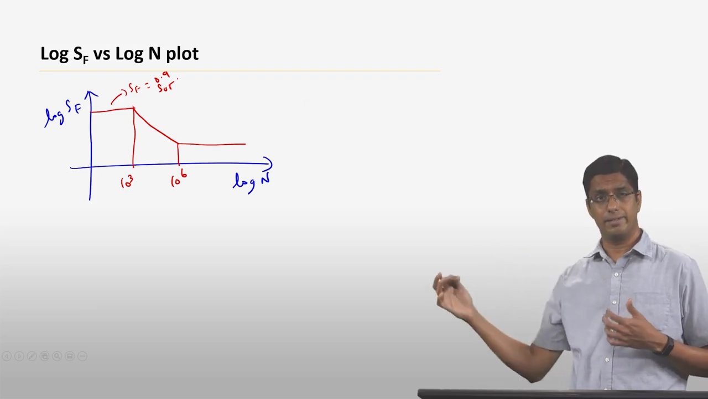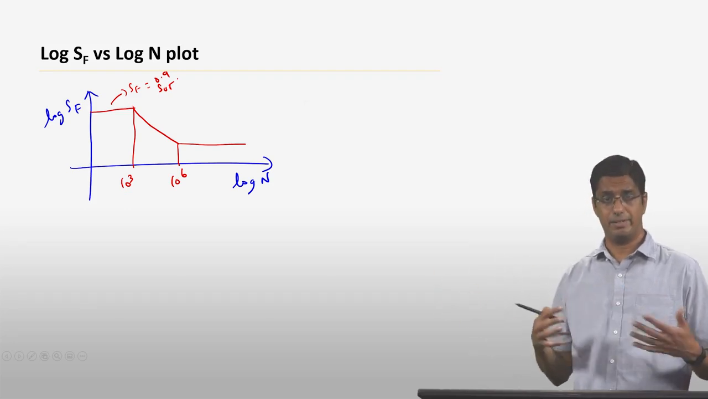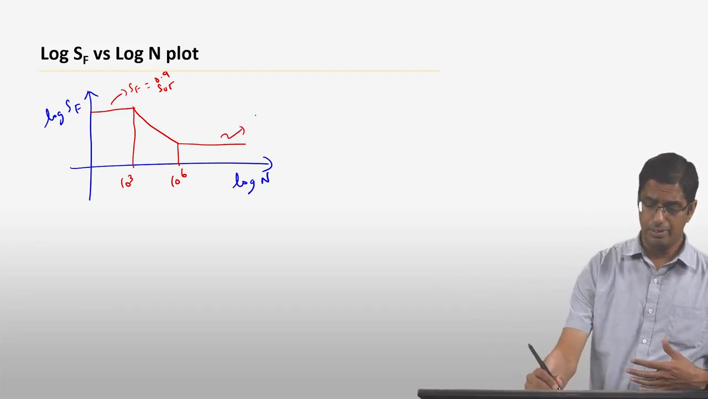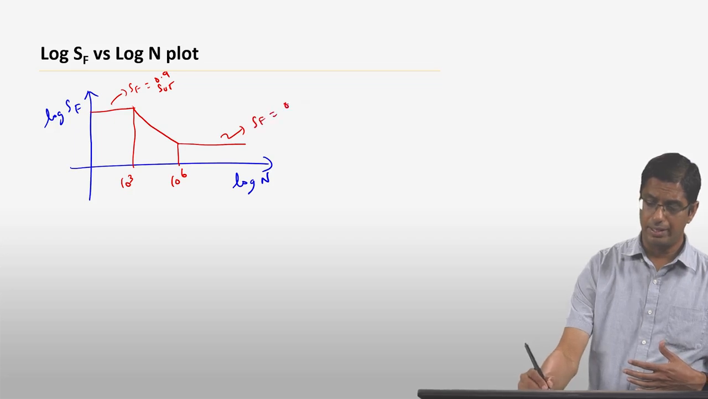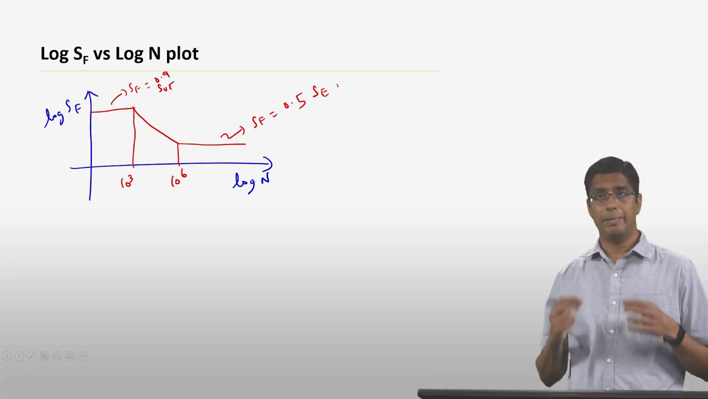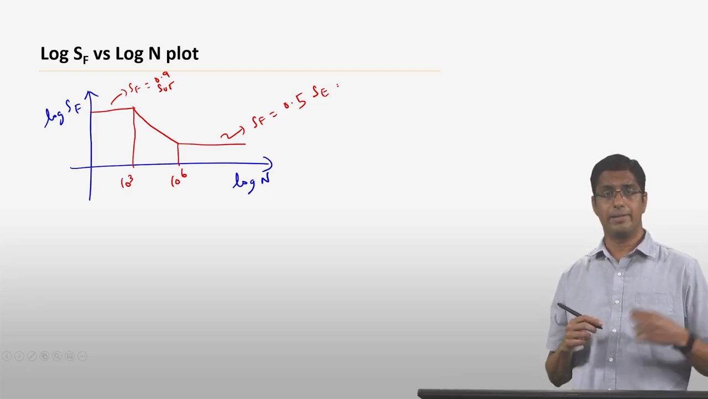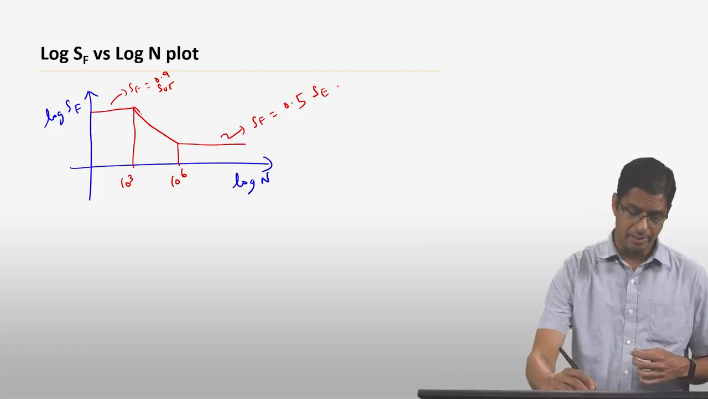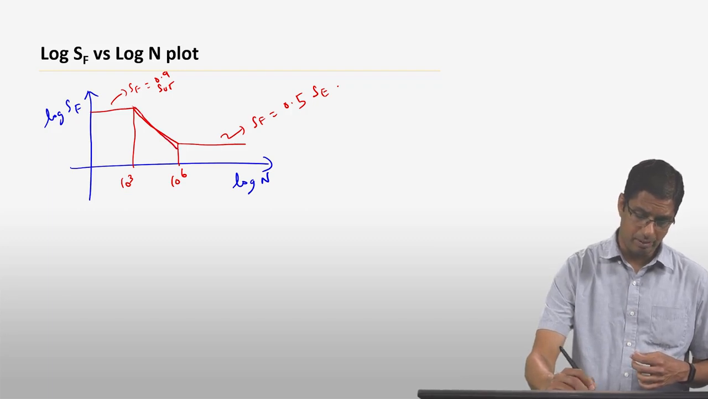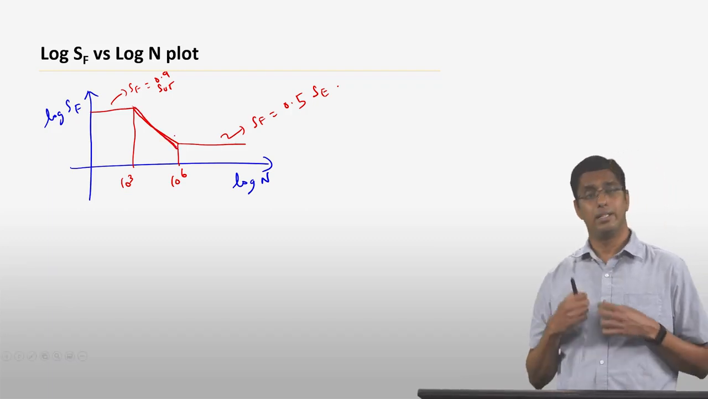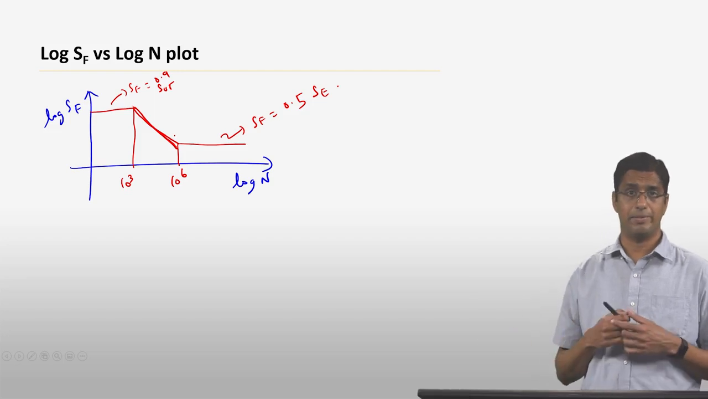For n greater than 10 to the 6, the fatigue strength is again constant, and that, you know, is nothing but your endurance limit. But in between 10 to the 3 and 10 to the 6 cycles, the fatigue strength reduces linearly, or the log of the fatigue strength reduces linearly with the log of the number of cycles.